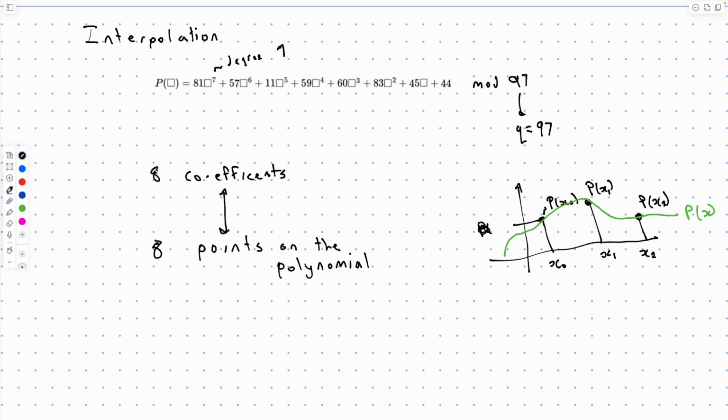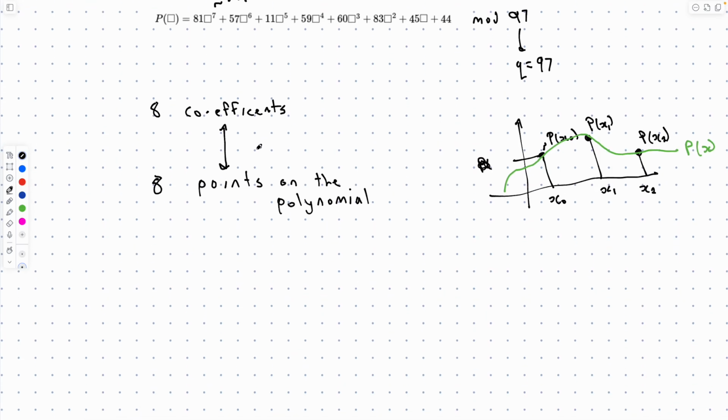Okay? So I can convert 8 coefficients into 8 points, and I can convert 8 points into 8 coefficients. Okay? So we call this evaluation.